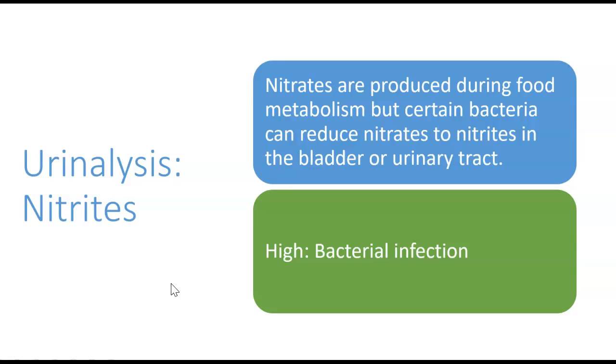And then nitrates. Nitrates are produced during food metabolism, but certain bacteria can also reduce nitrates to nitrites that are found in the bladder or the urinary tract. So it can be a sign that there is infection occurring if you have high levels of nitrites.